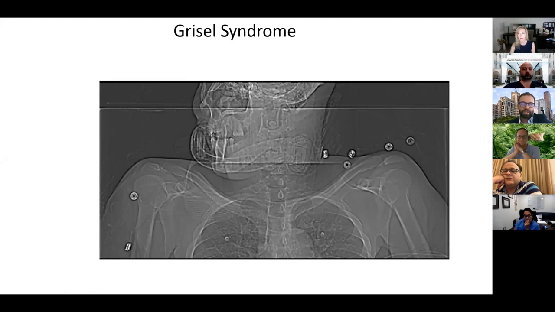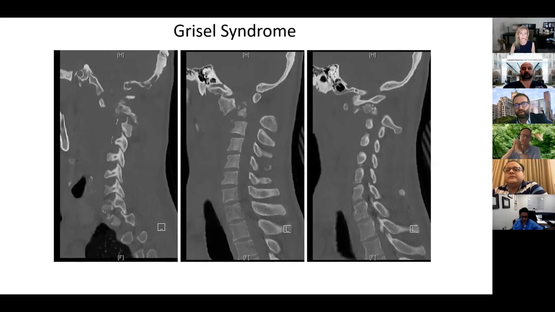And when you see a C1, C2 rotatory subluxation in the setting of an infection, it amounts to what we call Grisel syndrome, which we see more commonly in the pediatric population. C1, C2 rotatory subluxation in the setting of an infection, usually a retropharyngeal abscess. So that's the CAT scan now. Obviously, you can see the anatomy is definitely disrupted, because now you have to think about it in 3D.